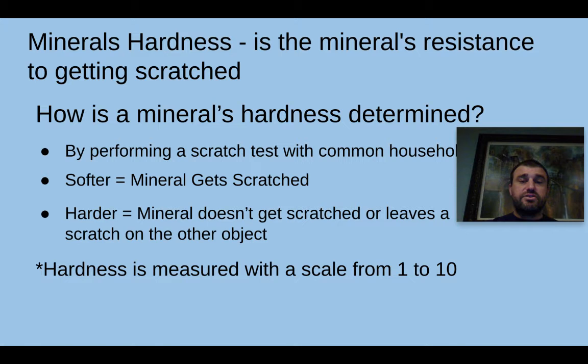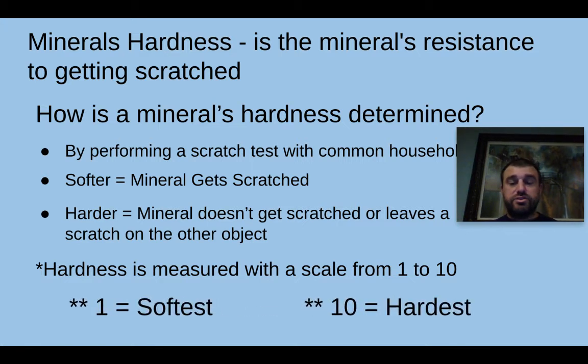And hardness is measured with a scale of 1 to 10, with 1 being the softest and 10 being the hardest. And the softest minerals in the world are talc, like talcum powder, and graphite. And graphite you all have in your pencils. We call it pencil lead, but they haven't used lead in pencils for quite some time. They use graphite. And the hardest mineral is a diamond. A diamond is the only one that's a 10. Okay.